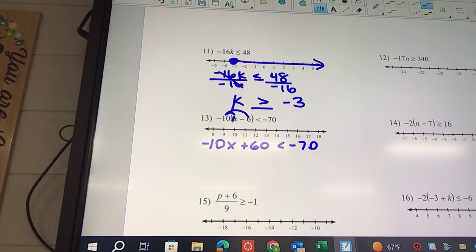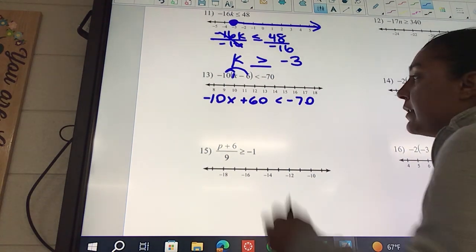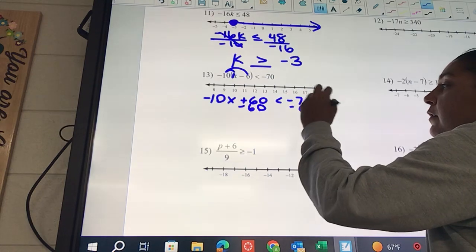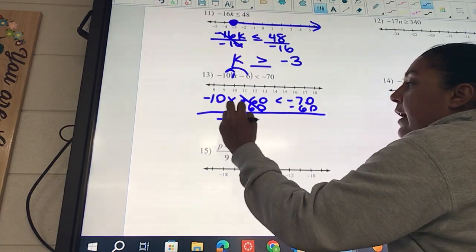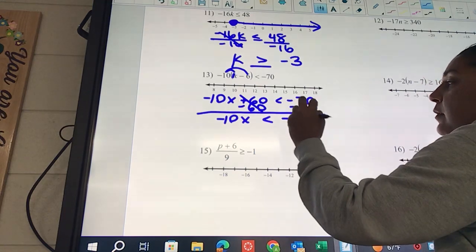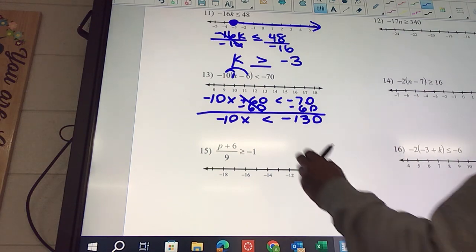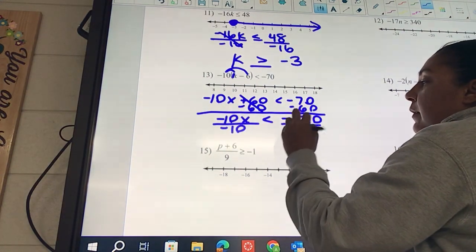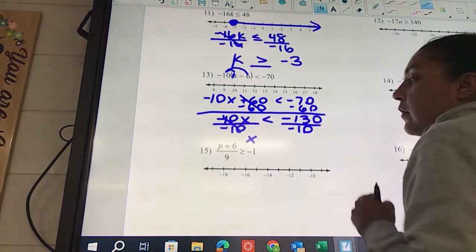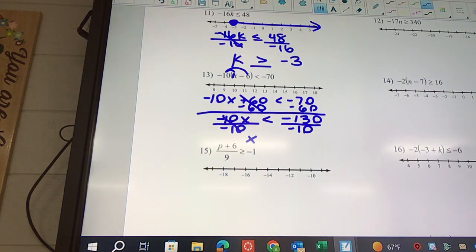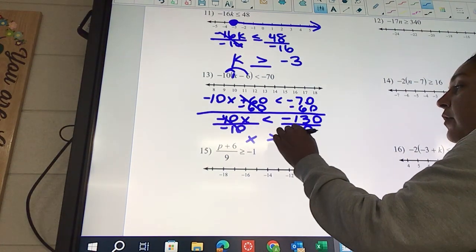What needs done? Who's the third wheel? The 60. Okay, so we're gonna say minus 60 first. So I got negative 10x, and that's gonna be negative 130. Then what needs done? Divide by negative 10. Do we need to flip? Yes or no? Yes. Why? Because it's negative divided by negative 10. The 10 is negative, okay? So we're gonna flip and you should get 13.